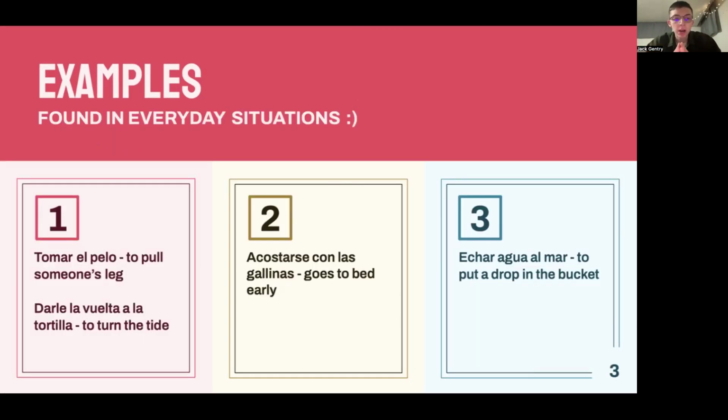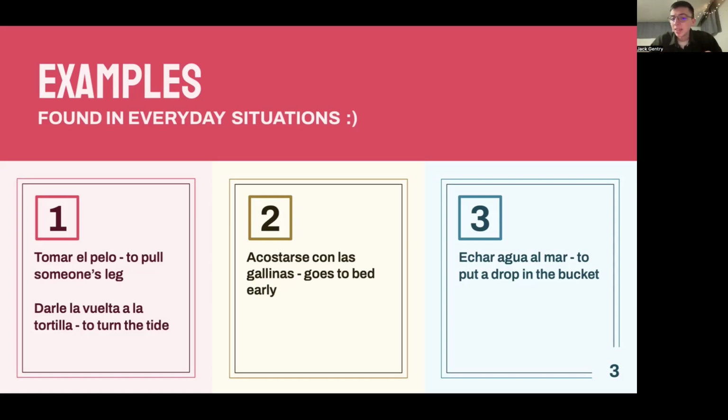Examples. Tomar el pelo, to pull someone's leg. When we say to pull someone's leg, we're not literally saying, I'm going to pull your leg. It's a figure of speech, it's an idiom. It basically means I'm kidding with you, right? I'm pulling your leg. Idiom. Dale la vuelta a la tortilla, to turn the tide. Idiom. Acostarse con las gallinas, goes to bed early. Echar agua al mar, to put a drop in the bucket. Sometimes we may say, that was a piece of cake.